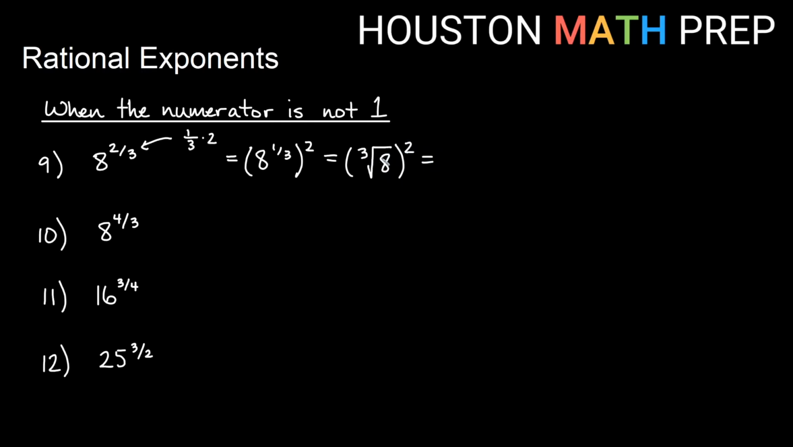So what is the cube root of 8? Well, that's 2, because 2 times 2 times 2 is 8. And then we still have the square left to do, the 2 from our exponent. So 2 squared now just gives us 4 for the answer there.